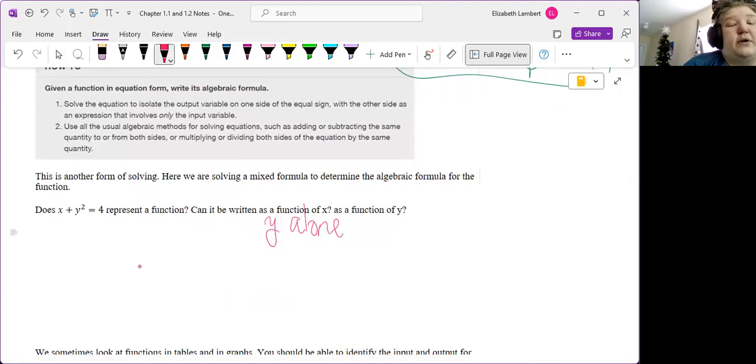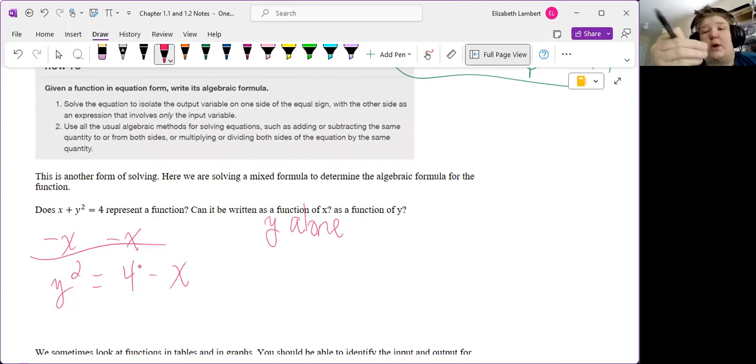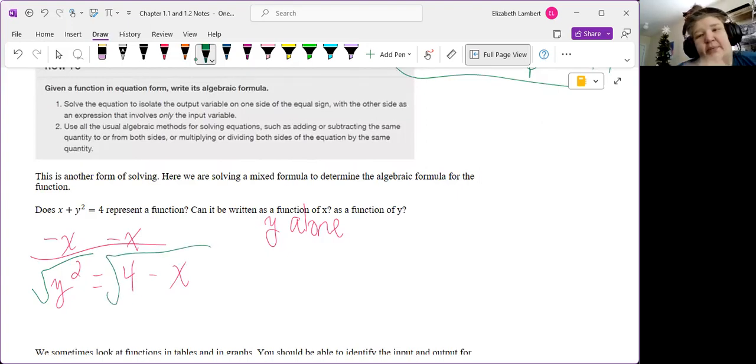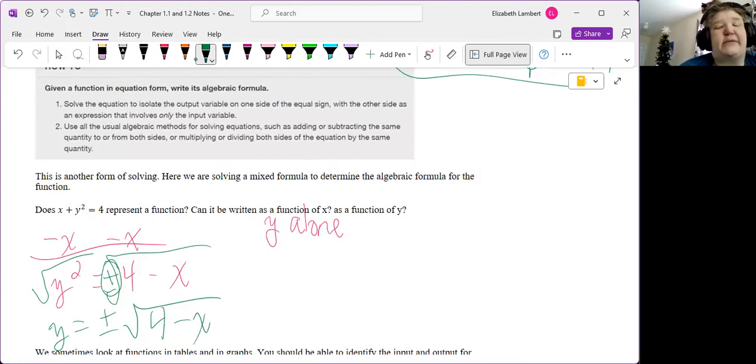All right, so I would minus the x. I have y squared equals 4 minus x, okay. And then the next thing I would want to do is square root. Now, when we draw in the square root, one of the big reasons I use another color, we don't know if we wanted the positive or the negative root, so we have to write both. So y is plus or minus this square root of 4 minus x.